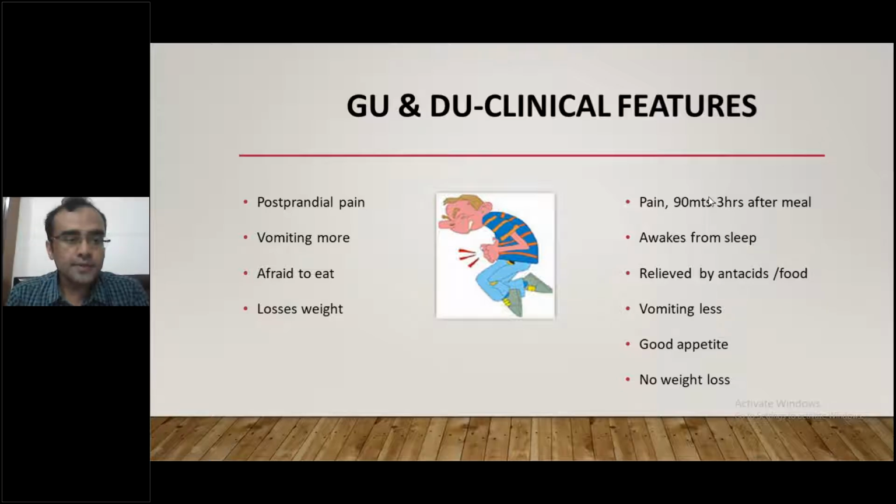Besides, vomiting is more common in patients with gastric ulcer, and therefore due to both these factors, that is pain and vomiting after eating, they are afraid to eat and they lose weight. Whereas in the duodenal ulcer, the pain is classically described as a hunger pain, which occurs late, 3 to 4 hours after meals, due to which it awakes patients from sleep, and patients usually have less vomiting and good appetite, and therefore there is no weight loss.